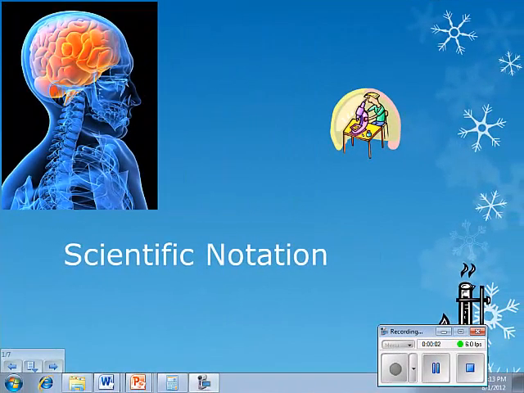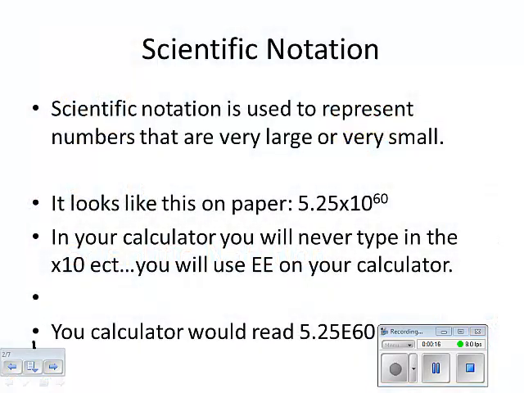Alright, this is over scientific notation. You're going to be using this a lot throughout chemistry, and you'll use it again in physics. A lot of it should be a review from math class. And then why are we going to learn scientific notation? Because we use scientific notation to represent numbers that are very large or very small.